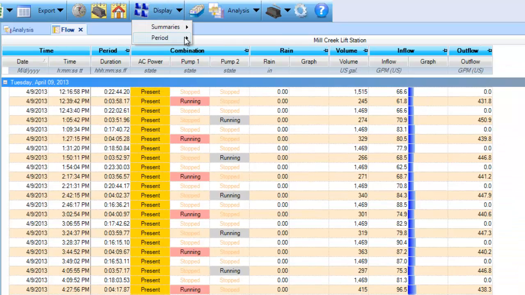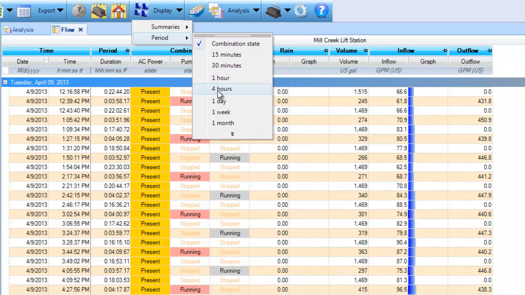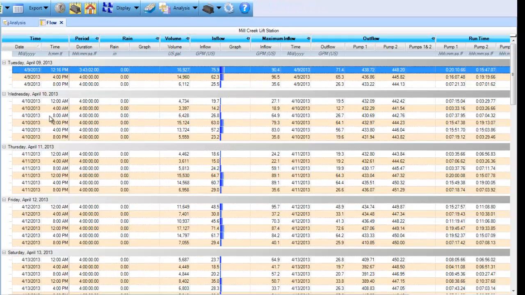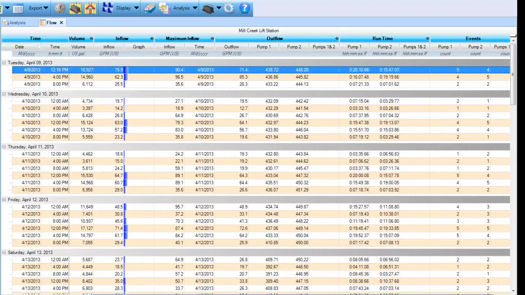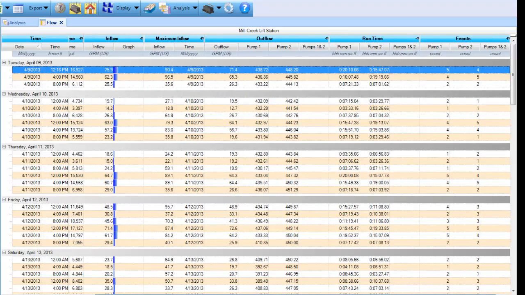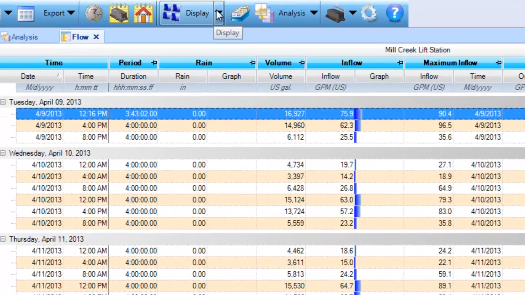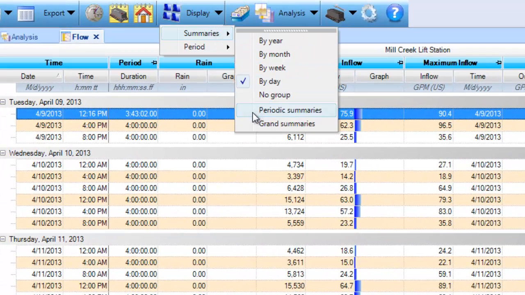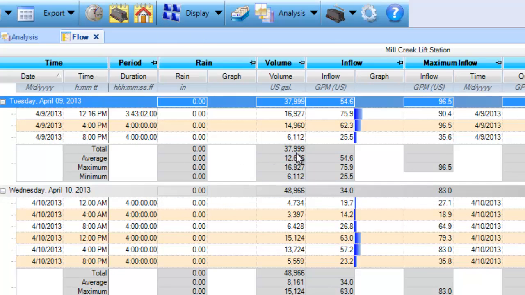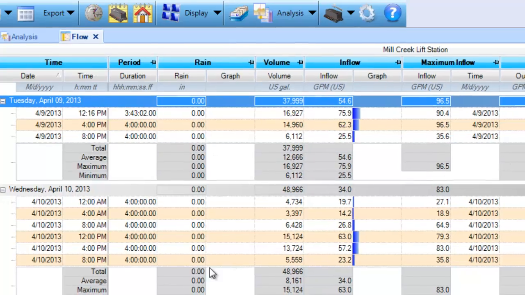Now the other thing I want to do is I want my period to be, say, every 4 hours. And you see now I have 4-hour increments, and I have the averages per 4 hours, and I have more information as well. I have actually run times on the pumps and all the events and all of that information here. Now what we can do with this data, we can also add a periodic summary or grand summaries. The grand summary would be a total, and the periodic summaries would be per day, and I want to click on periodic here. So now you see the total per day, and all these summaries are already generated for each day.